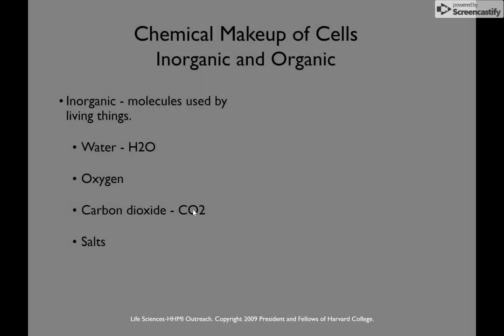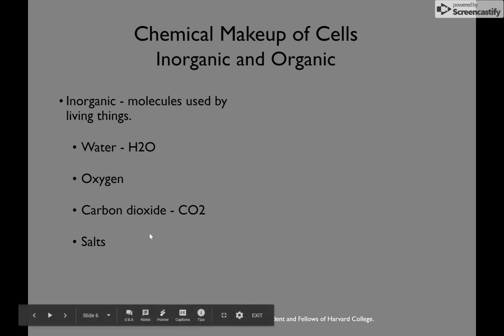So, in order to talk about how these things interact with living things, we need to talk about what makes up a cell. What kind of chemicals and molecules do we see in cells? First, we have inorganic molecules. These are molecules like water, oxygen, carbon dioxide, and salts. These are molecules used by living things.